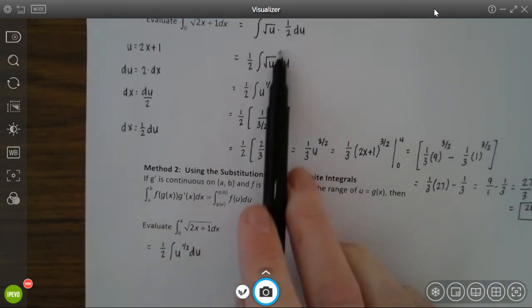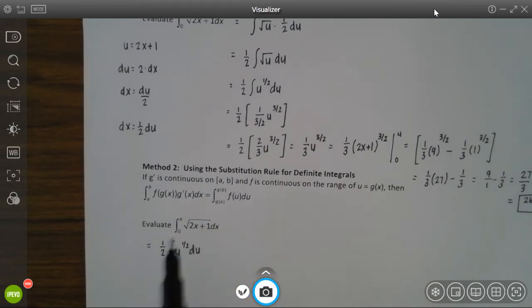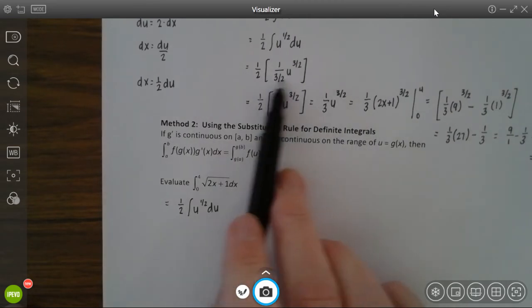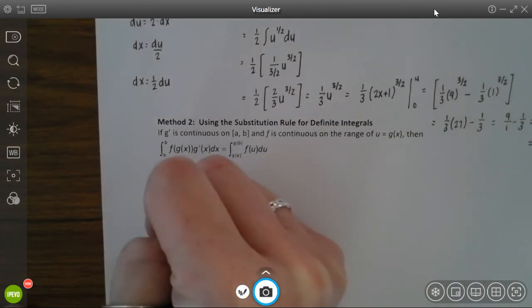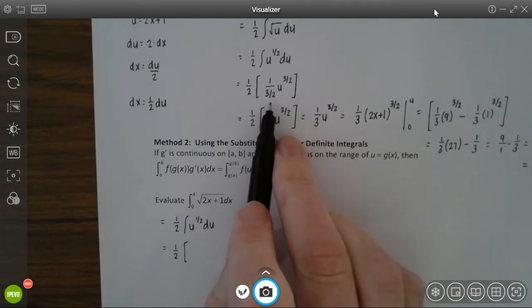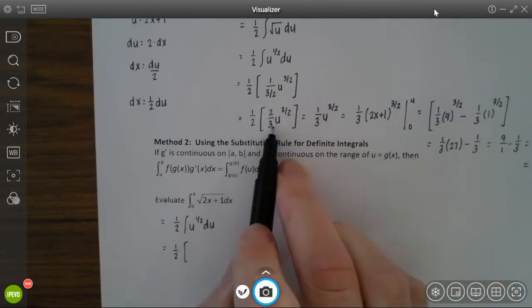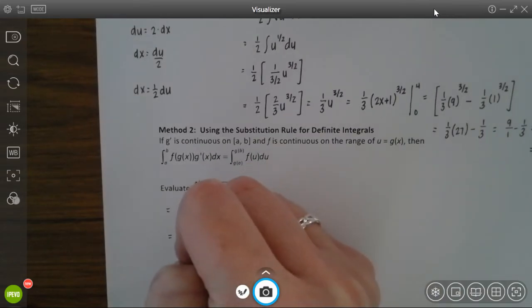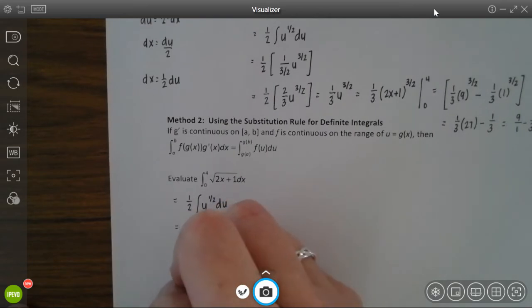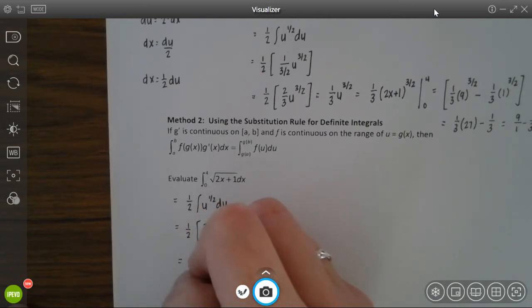So again, same function, same interval that I was given up here. And I'm going to use the same power rule that I used up here. So that's going to give me 1/2 times 1 over 3/2 u to the 3/2. And again, when I cleaned that up, that was 2/3 u to the 3/2. And then we said that that would simplify to 1/3 u to the 3/2.